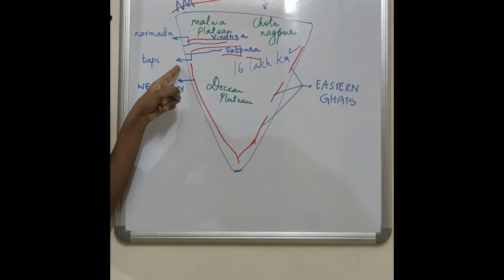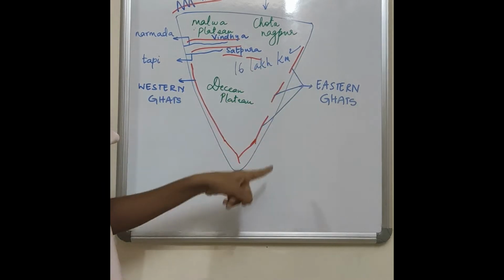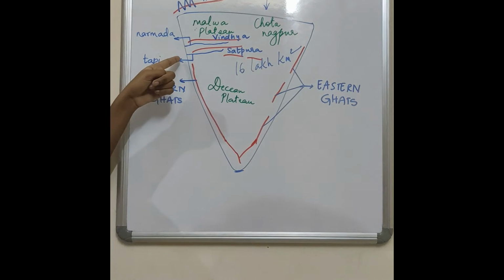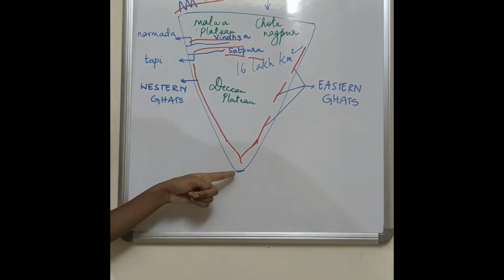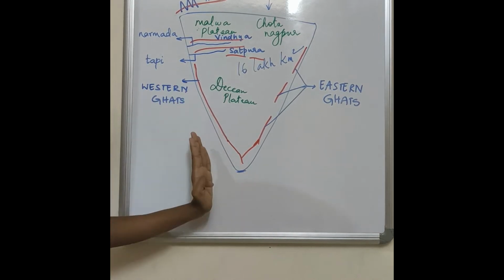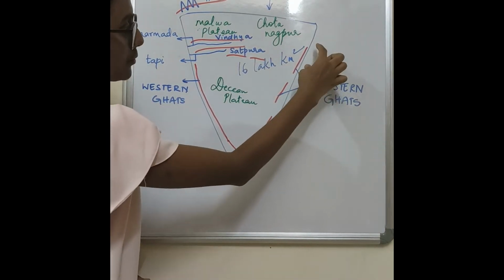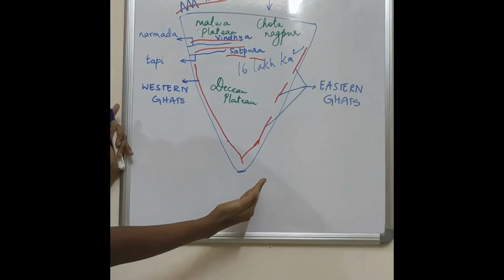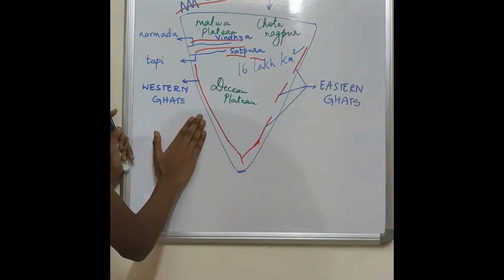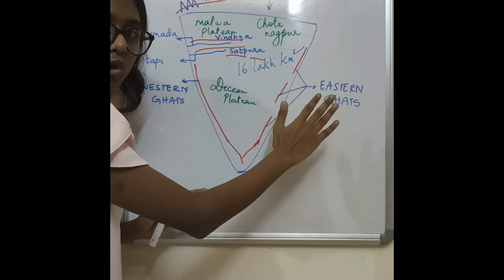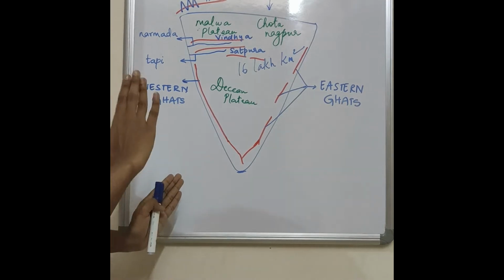Now here we have the Western Ghats and the Eastern Ghats. Let's learn about them. Now the Western Ghats, as you can see, are a continuous chain of mountains, and they run parallel to the west coast of India. Now the Eastern Ghats are broken chains of mountains, and they run parallel to the east coast of India. And these mountains, Western Ghats, are comparatively taller than the Eastern Ghats. Eastern Ghats are shorter, Western Ghats are taller, okay?